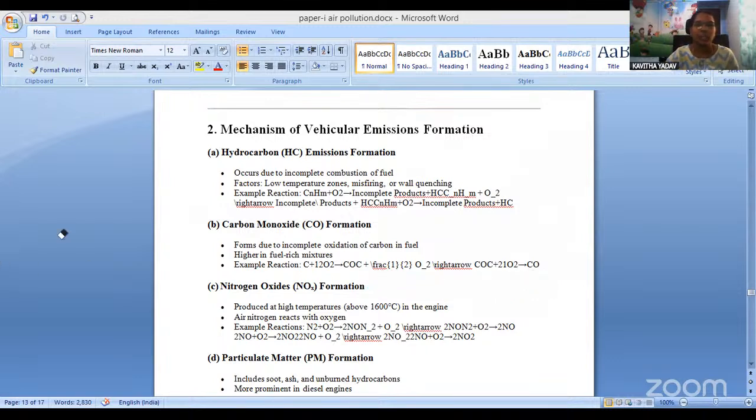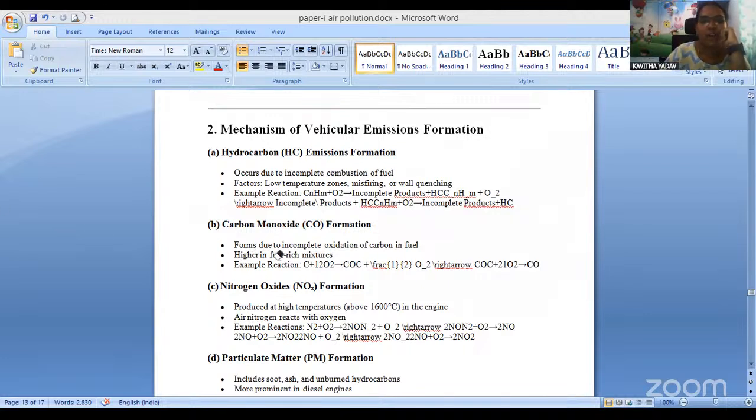Then coming to the next one, carbon monoxide formation. In the first one, we explained how hydrocarbon emission formation takes place. The first one is HC formation, the hydrocarbon emission formation, and the second one is carbon monoxide (CO) formation. So how does this happen? Let me go through it.